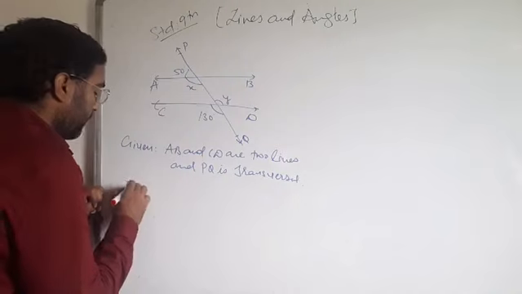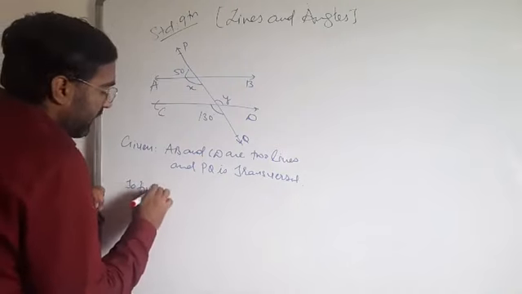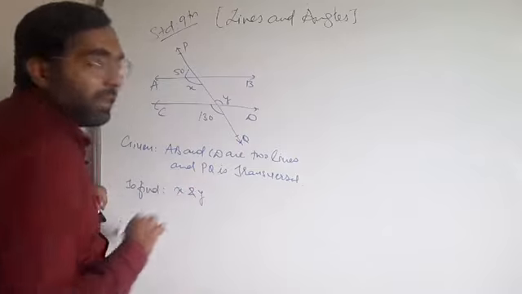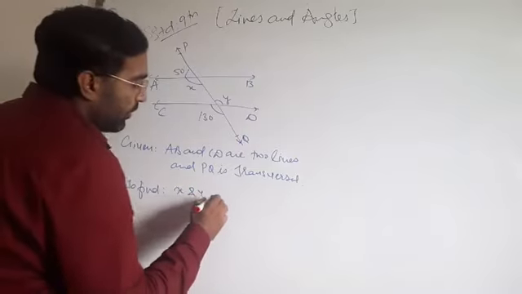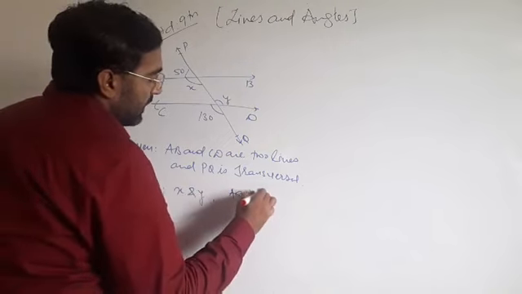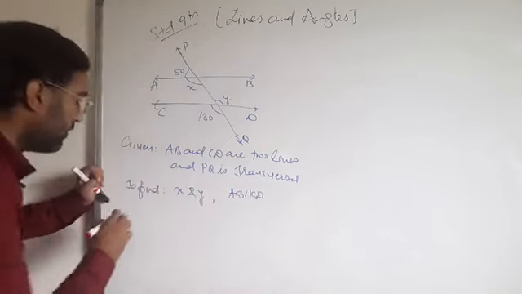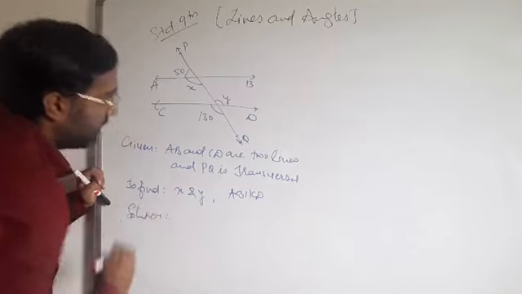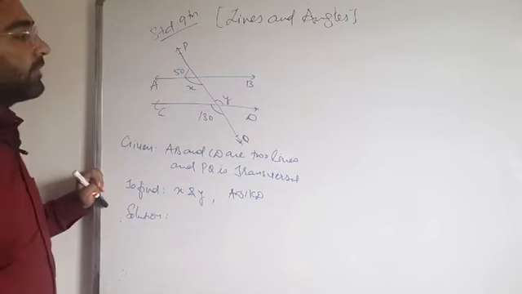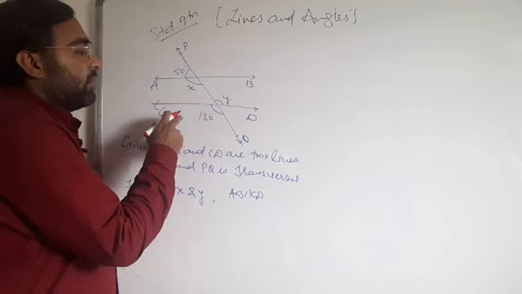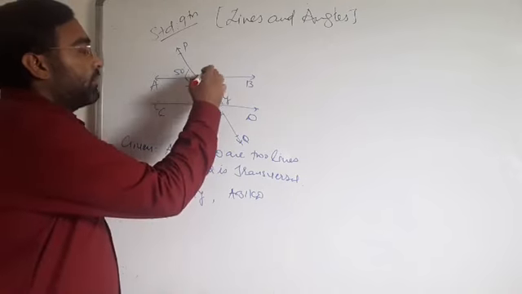Okay, so we have to find the values of x and y, and also we have to prove that AB is parallel to CD. Okay, so here is my solution. The angle is 130 degrees, and we have to name the angles here also.